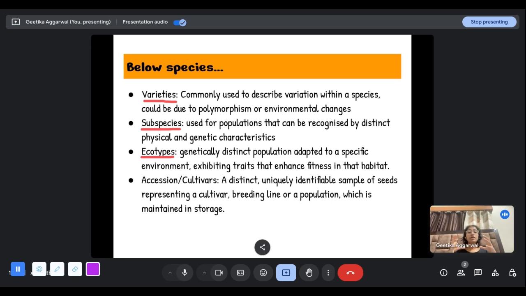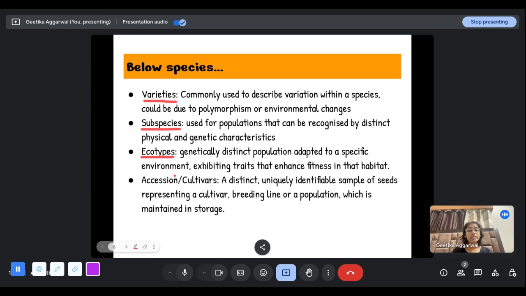So you're talking about populations of the same species, but these populations could be genetically distinct. There could be certain genetic traits or signatures in them that make them distinct from each other, and they're adapted to certain specific environments, and they have traits which make them better fit to live in that particular habitat. So these are called ecotypes.